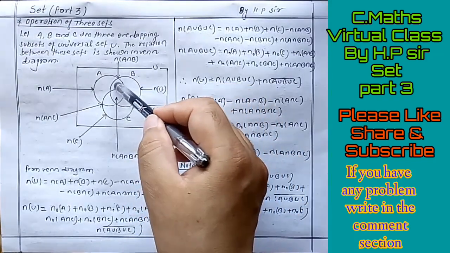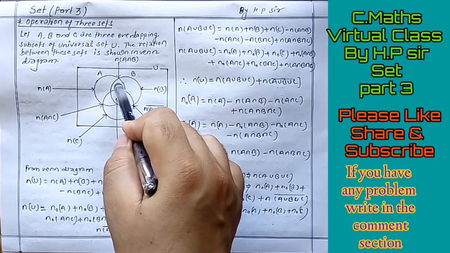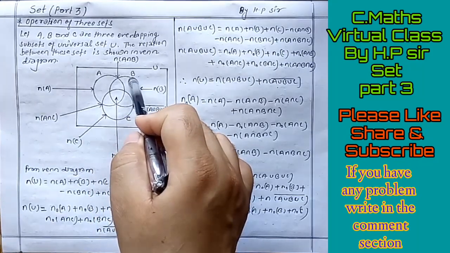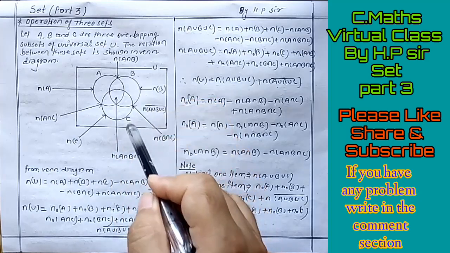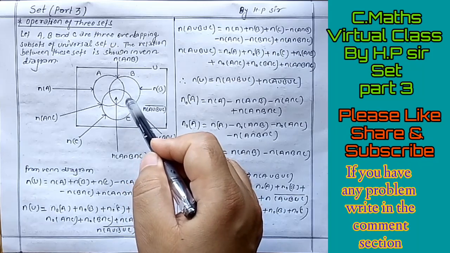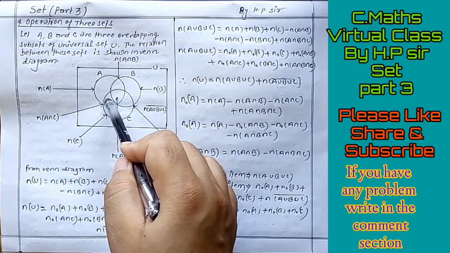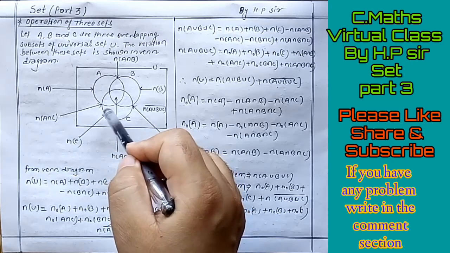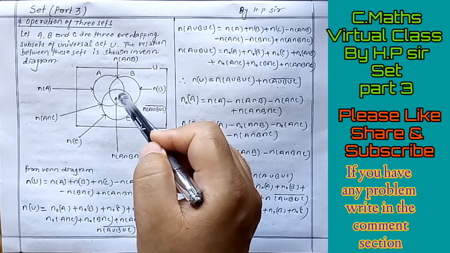What about this part and this part? This part is common for only A and B and is known as n(only A intersection B), whereas this part is common for only B and C and is known as n(only B intersection C), and this part is common for only A and C and is known as n(only A intersection C).